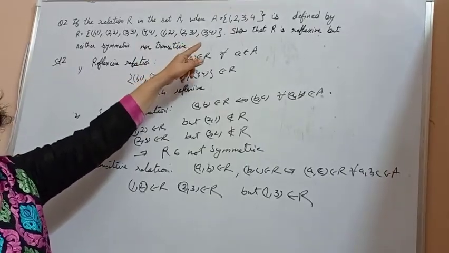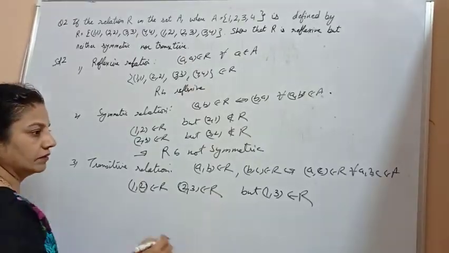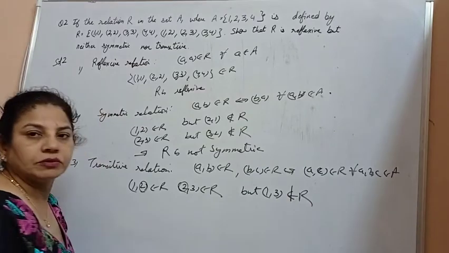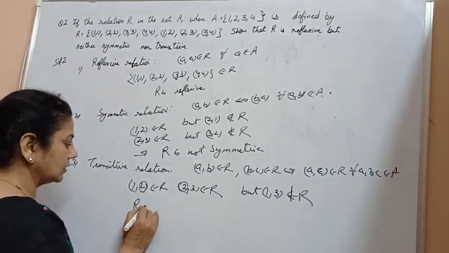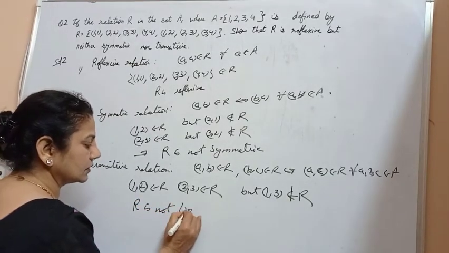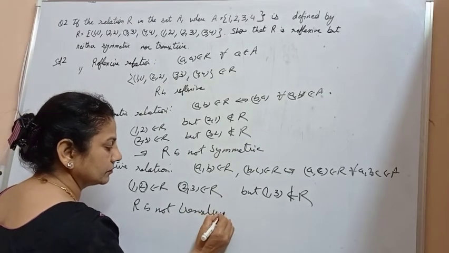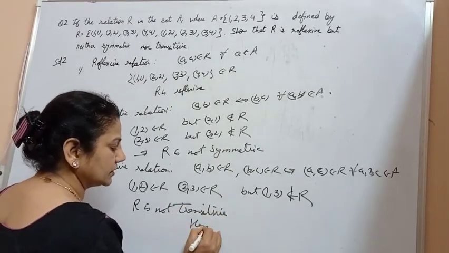(1, 3) is not there. So we say that (1, 3) does not belong to R. So we say that R is not transitive. Hence shown. This is what we have to show.